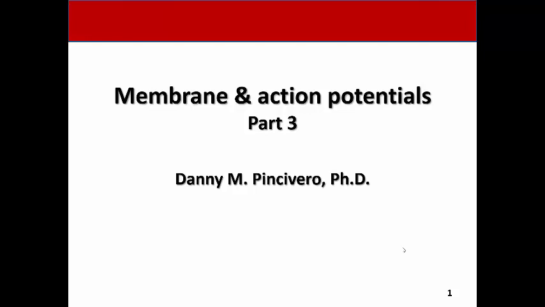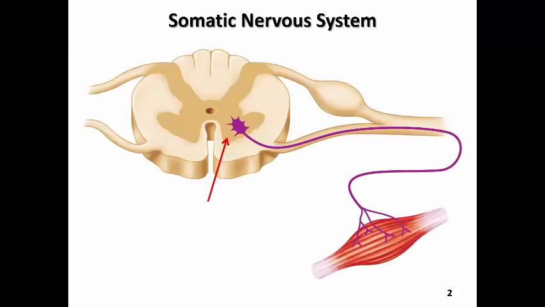In this lecture, we're going to examine the action potential, and in doing so, we begin with the foundation of human movement, which is the neuromuscular system. And the neuromuscular system foundation is in the spinal cord. The somatic nervous system refers to that portion of the nervous system that is under voluntary control.